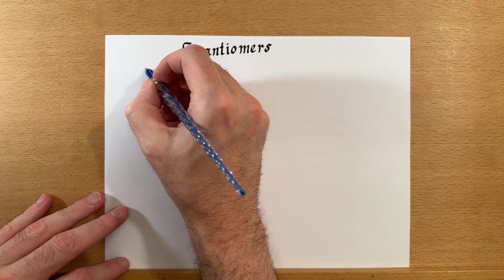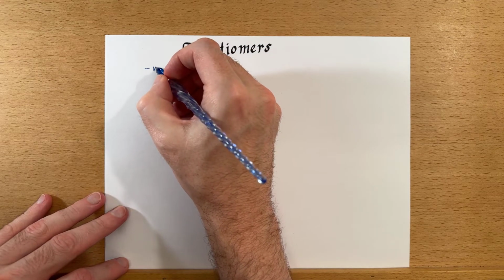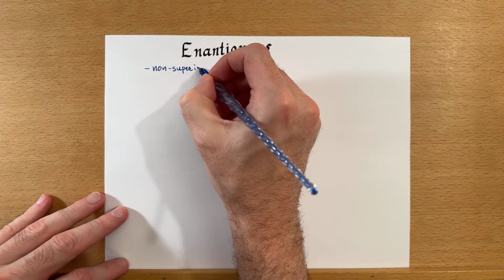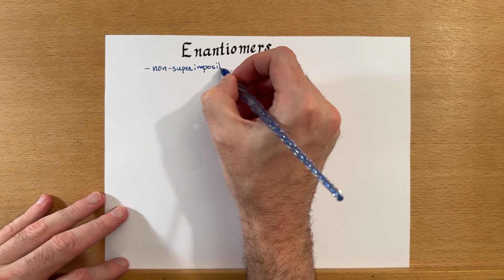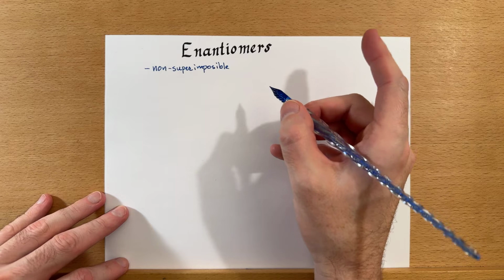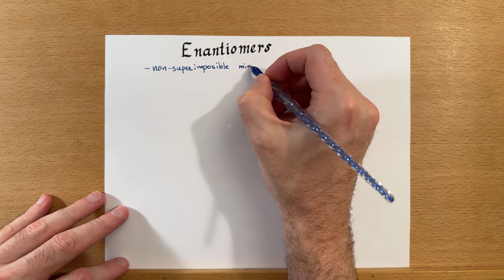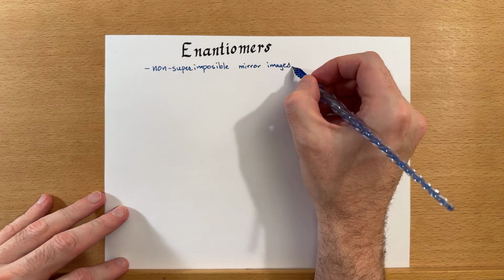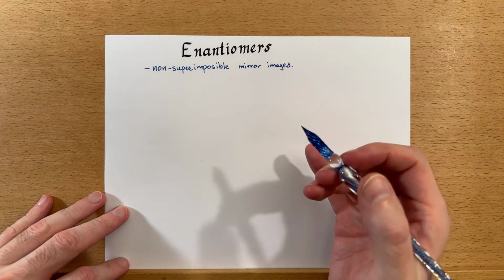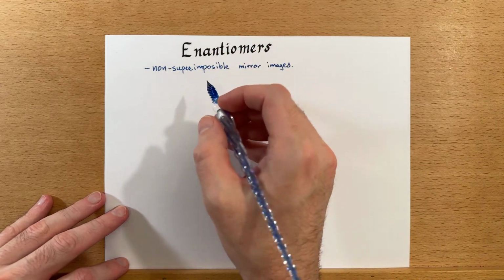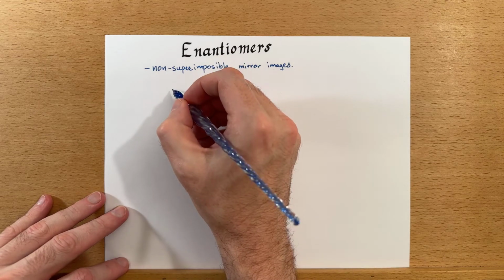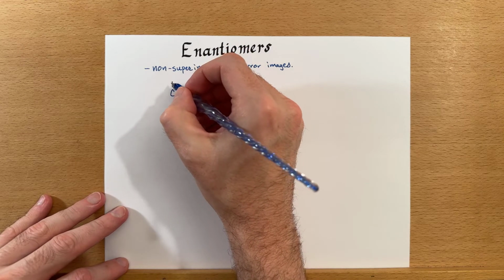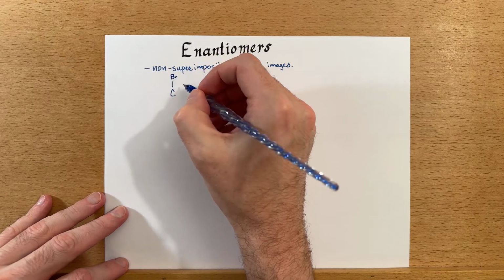So an enantiomer is a non-superimposable mirror image of its partner. So let's draw a couple of molecules and we'll draw the mirror image for that. So I'm going to pick a carbon that has a bunch of halogens around it because they're simple.